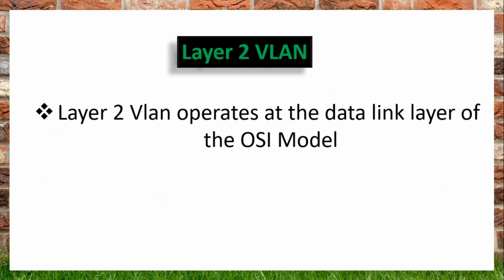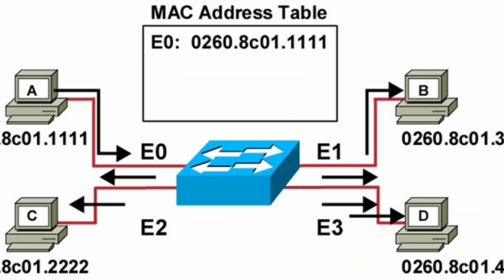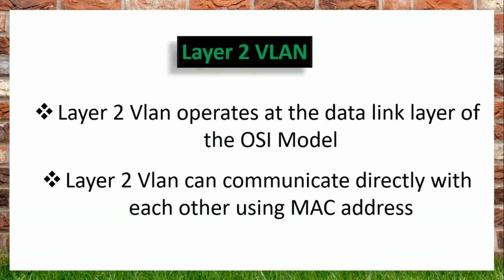Layer 2 VLAN operates at the data link layer of the OSI model, and Layer 2 VLAN works based on MAC addresses. Layer 2 VLAN will manage the traffic within the VLAN, and it will not cross over to other VLANs unless we route the traffic.